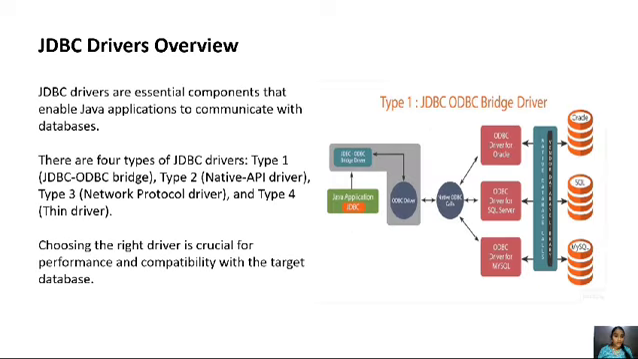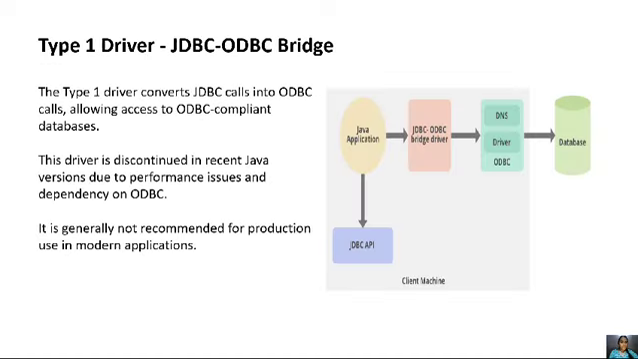JDBC drivers overview. JDBC drivers are essential components that enable Java applications to communicate with databases. There are four types of JDBC drivers. Type 1, JDBC ODBC bridge. Type 2, native API driver. Type 3, network protocol driver. And type 4, thin driver. Choosing the right driver is crucial for performance and compatibility with the target database.